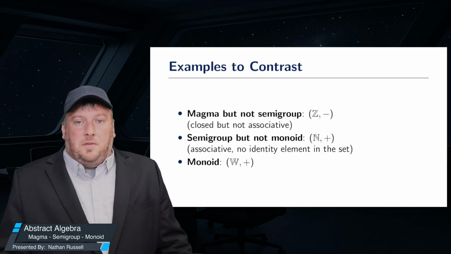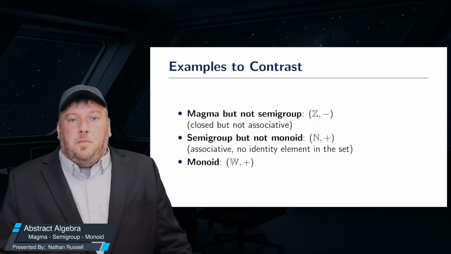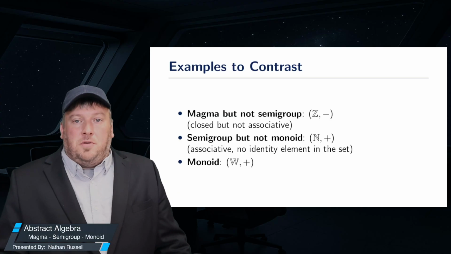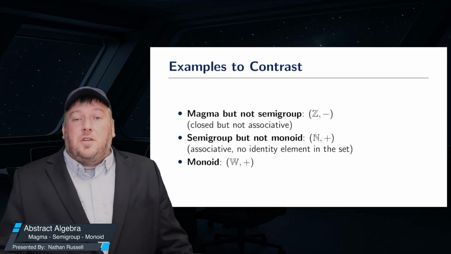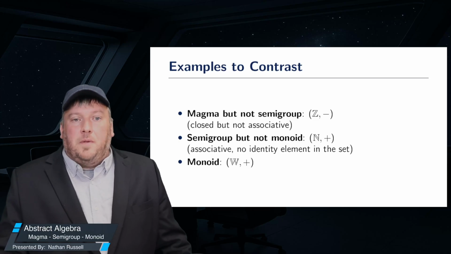Positive integers under addition form a semigroup because addition is associative and it is closed, forming the magma, but there is no identity inside the positive integers. The positive integers have no additive identity, so it's not a monoid. Missing the identity prevents it from being a monoid.